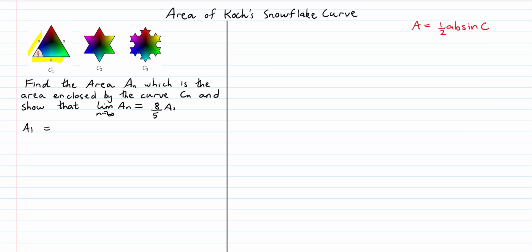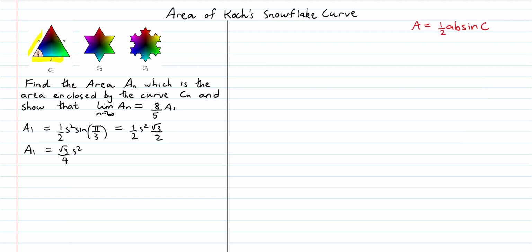So we get that A_1 is equal to 1/2 times s squared times sin of π/3, and sin of π/3 is √3/2, so this is equal to 1/2 times s squared times √3/2. So A_1 is equal to √3/4 times s squared.